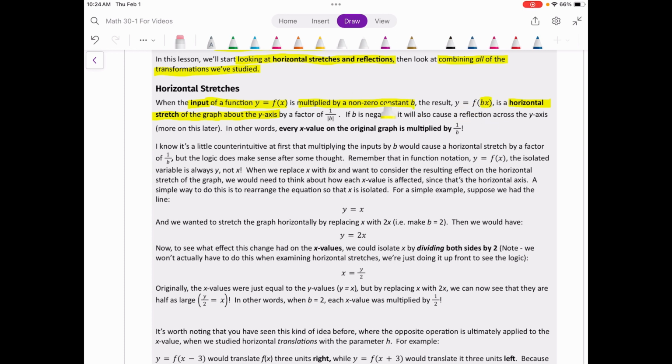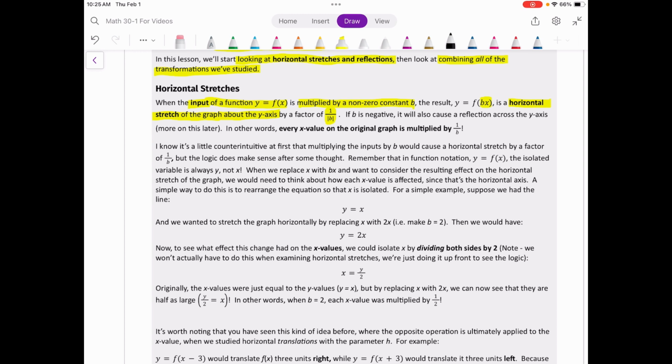If we have this parameter b, this constant b, the result is a horizontal stretch of the graph about the y-axis, yes, but it's not actually by a factor of b, it's by a factor of 1 over b. Every x doesn't actually get multiplied by b, it gets multiplied by 1 over b. Or another way you could think of that is it gets divided by b. And again, the absolute value of b, okay? Reminder, absolute value just means the size of the number without giving meaning to whether it's positive or negative.